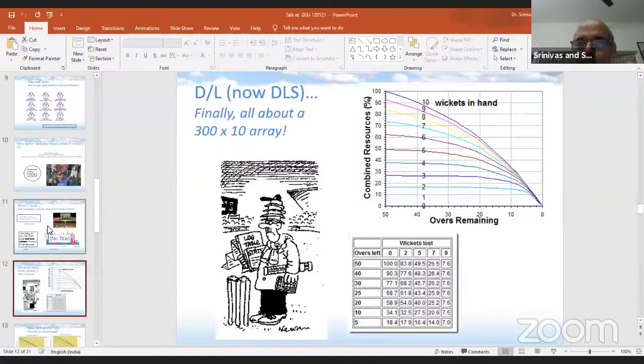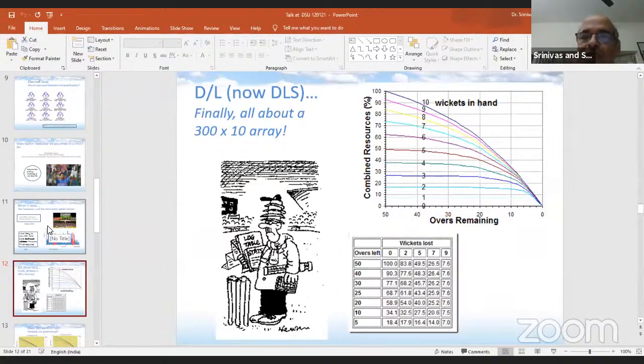So what do we have here? On the x-axis, we've got what I call overs remaining. You can think of it as balls remaining. So on the x-axis, it's overs, but you might as well think of it as balls. So 300, 299, 298, 297. As you go from the origin to the right side along the x-axis, those are what your values are going to be. 300 balls remaining, 299 balls remaining, and so on. And towards the end at the extreme right corner, there are zero balls remaining. Which means that you don't have any balls, you can't score any runs, and therefore your resources are gone.